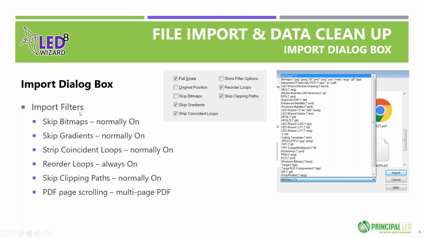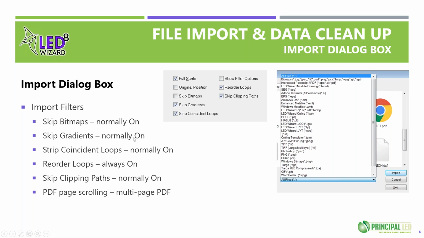And there are also some import filters, and I just wanted to mention these because sometimes you'll have a file that doesn't seem to import the way that it looks or the way that you expect. And there are some filters here in addition to import crop, which is on the next slide. There are options to skip bitmaps, and generally we have it on to skip bitmaps. Again, normally we don't need them or want them, and I'll show examples of that.